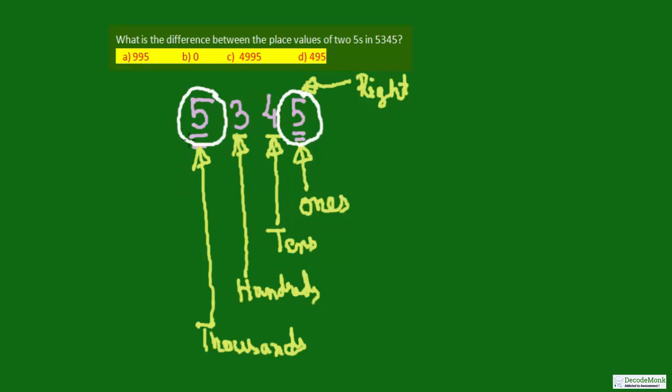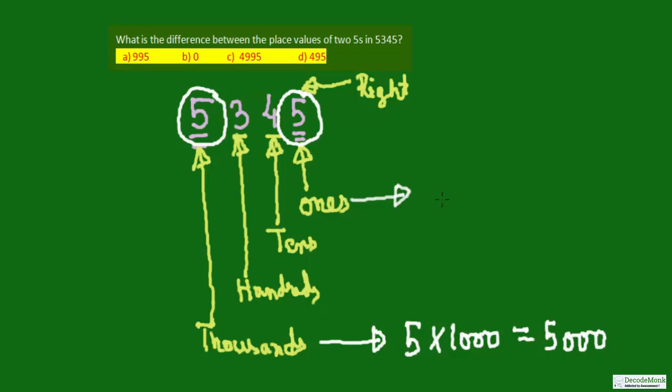Now the place value of this particular 5 in the thousands place will be equal to, as already discussed, 5 into 1000. That is equal to 5000. And the place value of this particular 5 will be equal to 5 into 1 because it exists in the ones place. So 5 into 1 is 5.